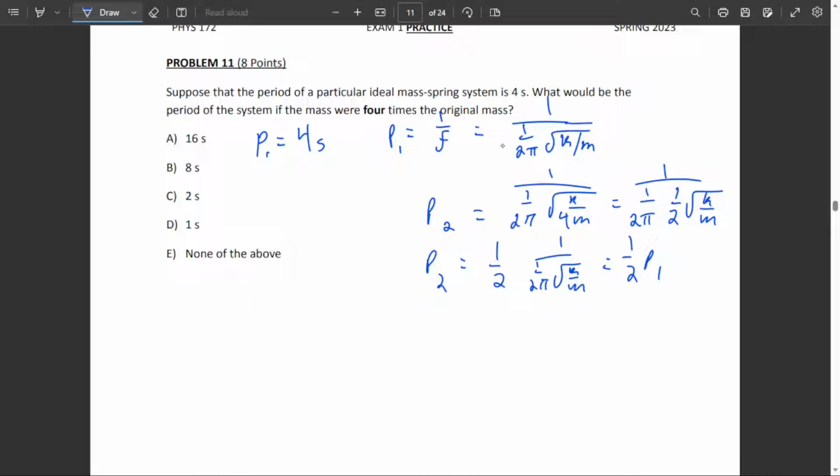So, if we plug in our 4 seconds, P2 is equal to, wait, I realize I made a mistake. It is not k over m, it is m over k. That is my bad. M over k. So then we get 4m over k. We can bring out the 4, and we get 2 times m over k.